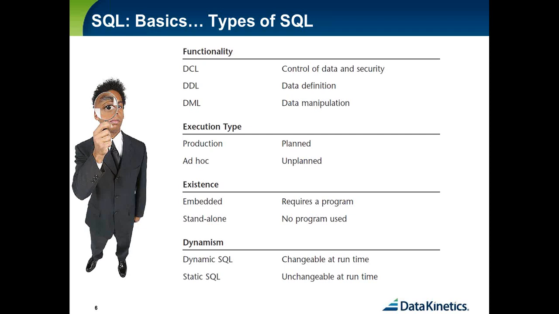So with functionality, we're talking about what are we trying to do with the SQL. Is it DCL, DDL, or DML? Where DCL, or data control language, controls security of access to data. DDL, or data definition language, controls how we build and modify our database structures. And DML, or data manipulation language, is our selects, inserts, updates, and deletes, actually getting access to the data in our database systems. And all of these things are SQL.